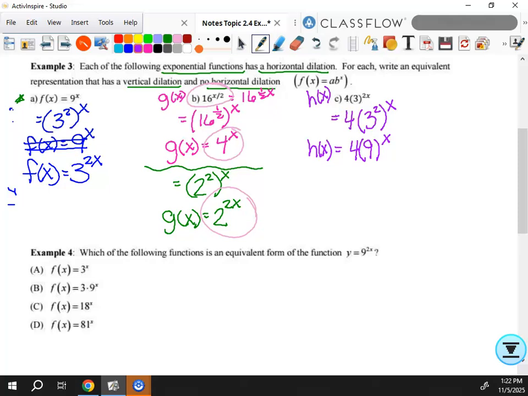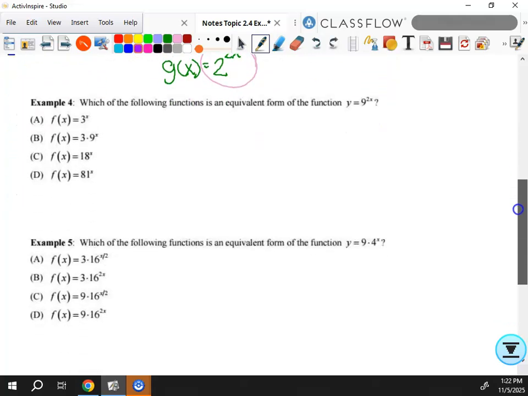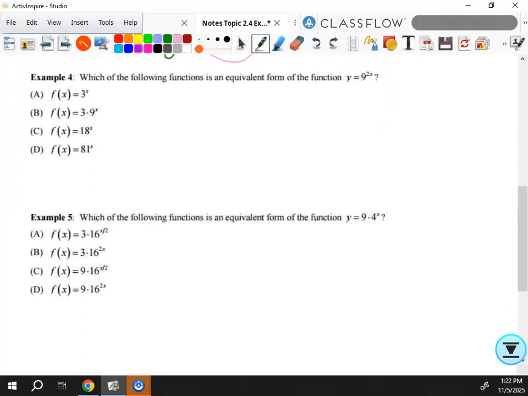So let's look at example 4. Now, before I even look at my answer choices, notice it just says which one is an equivalent representation, right? An equivalent form. So it's not telling me directly to go in one way or the other. I obviously have answer choices that could lead me down one road, but we're just going to pretend like they're not there right now and do 2 different things.